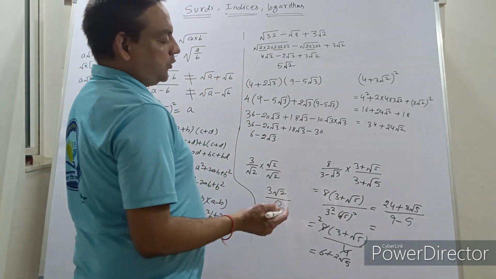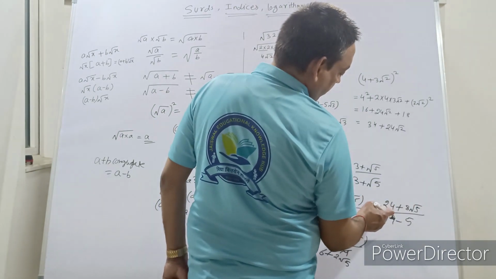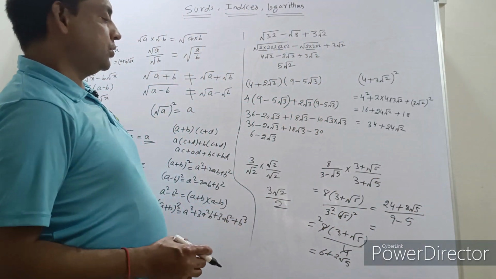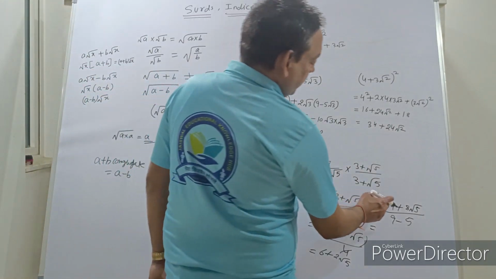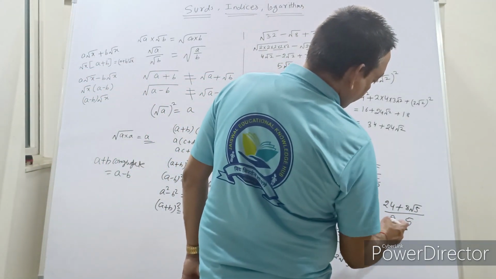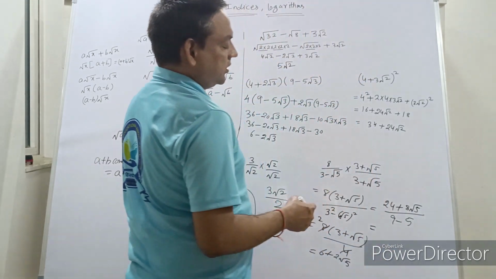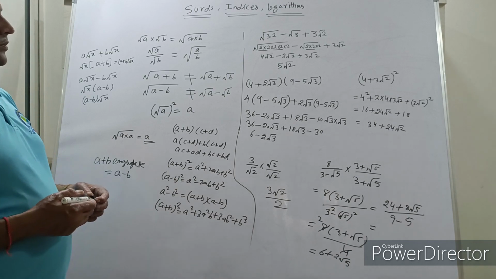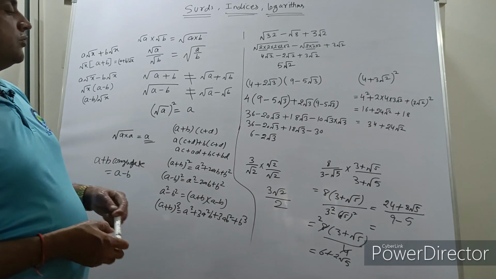Clear? If you do it here also, then again you take the 4 common and then you can cancel. The remaining answer: you get 6 plus 2 root 5, meaning here 24 and 8, you take the 4 common and the 4 in the denominator gets cancelled. So remaining is 6 plus 2 root 5. So the answer will come the same, but this will be simpler.